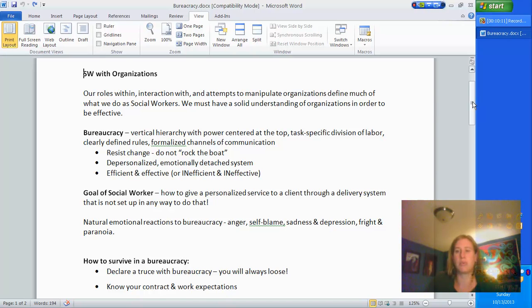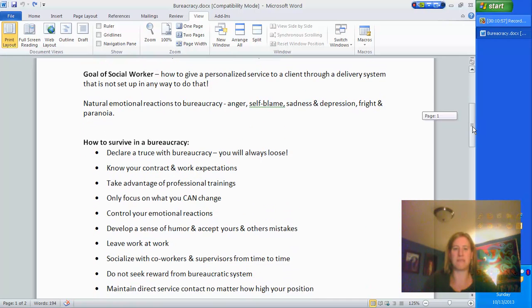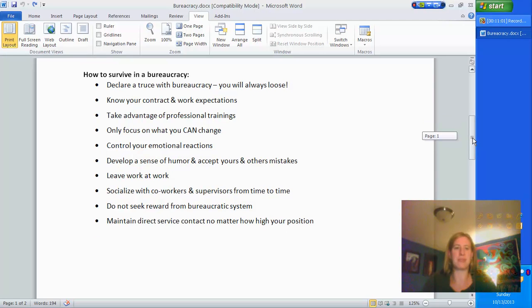So then, as social workers working within this bureaucracy, how do we give a personalized service to a client, which is our goal, right, through a delivery system that's not set up in any way, shape, or form to do that? That's our challenge, right? There are some natural emotional reactions that come up when you're dealing with bureaucracy. They can be anger, self-blame, sadness, depression, fright, and even paranoia. And if this sounds really odd to you, you've probably never worked in a large bureaucratic organization. So stick with me here, and hopefully you'll be able to understand this on some level, even if it's just cerebrally. So a couple of tips here about how to survive in a bureaucracy.